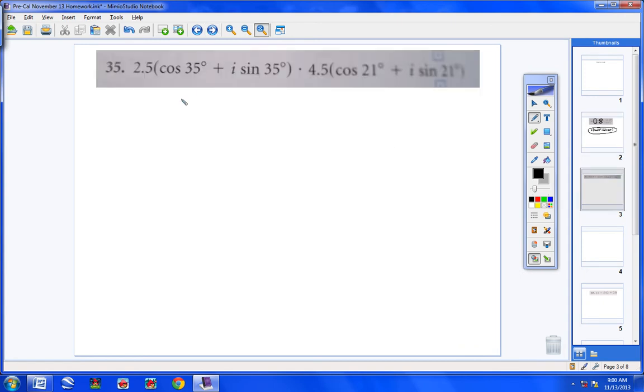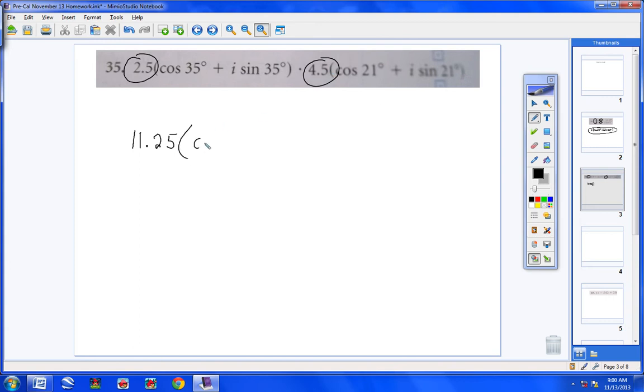Moving on. Number 35. Here we're multiplying two numbers written in trig form. Let me grab my calculator. We multiply outside number by outside number, so 2.5 times 4.5, and if you do that correctly, you will get 11.25. Then we add our angles, 35 plus 21.